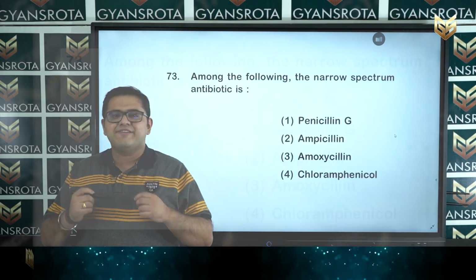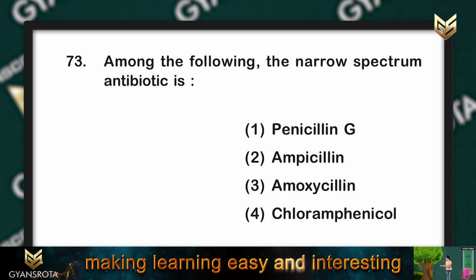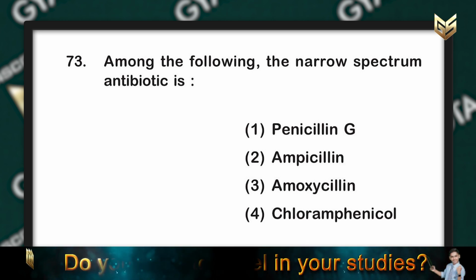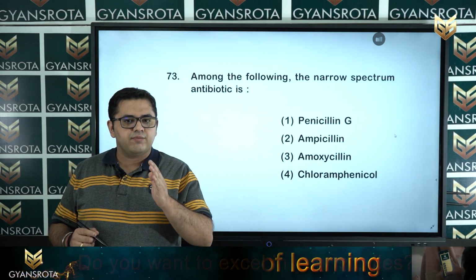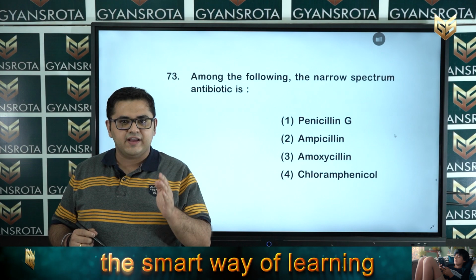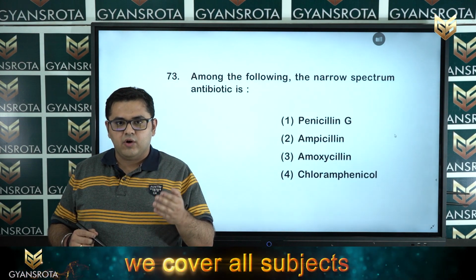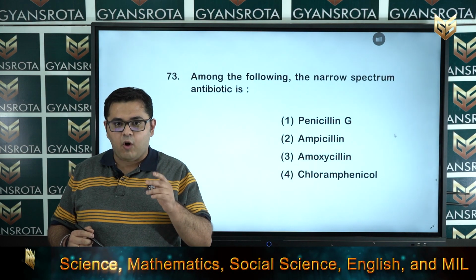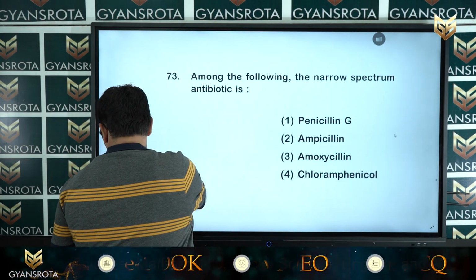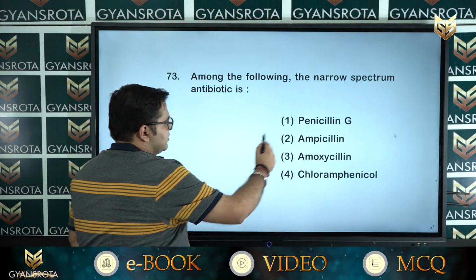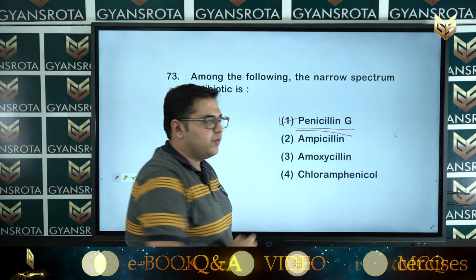So, question number 73 is on your screen. Among the following, the narrow spectrum antibiotic is. So, my doctors, this question is directly asked from your NCERT book, that is chemistry in everyday life from class 12. Okay. So, the option is option number 1, that is penicillin G. So, penicillin G is the correct answer of this question.